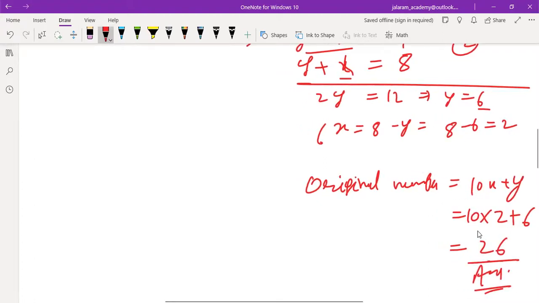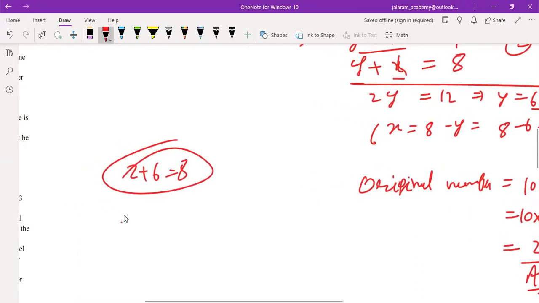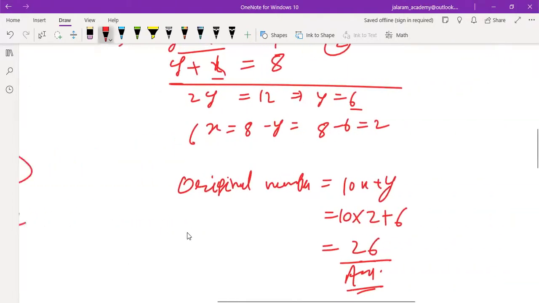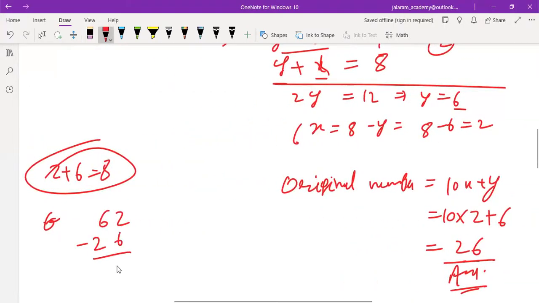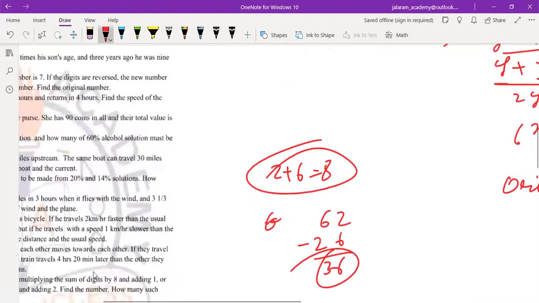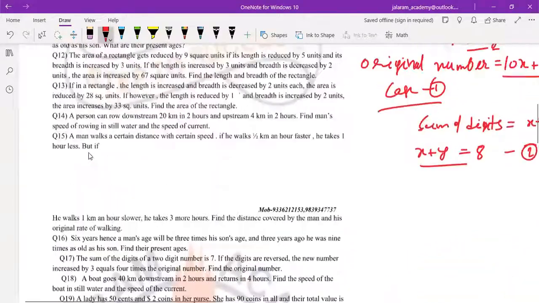So if you add these two digits, it is giving 2 plus 6 equals 8. So the first condition is satisfied. And if you interchange the digits, it becomes 62. And if you subtract the first number from it, it is giving 36 as the difference. And similar thing is given in the question.